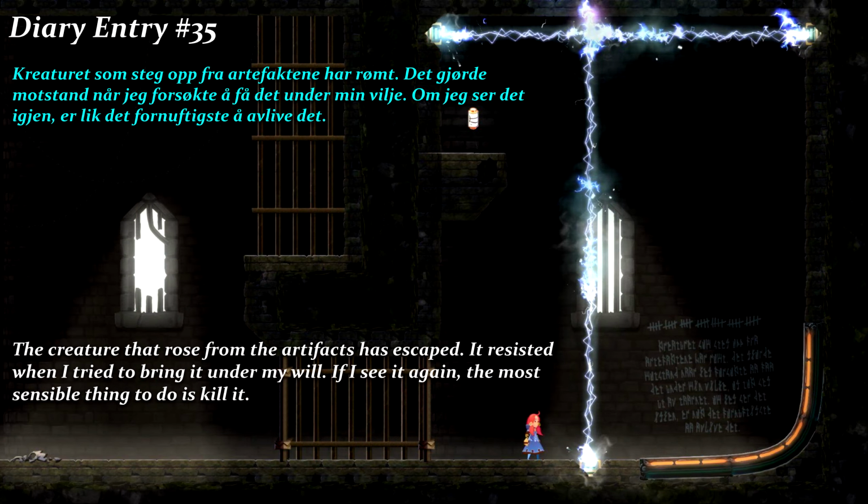Entry 35. The creature that rose from the artifacts has escaped. It resisted when I tried to bring it under my will. If I see it again, the most sensible thing to do is kill it.